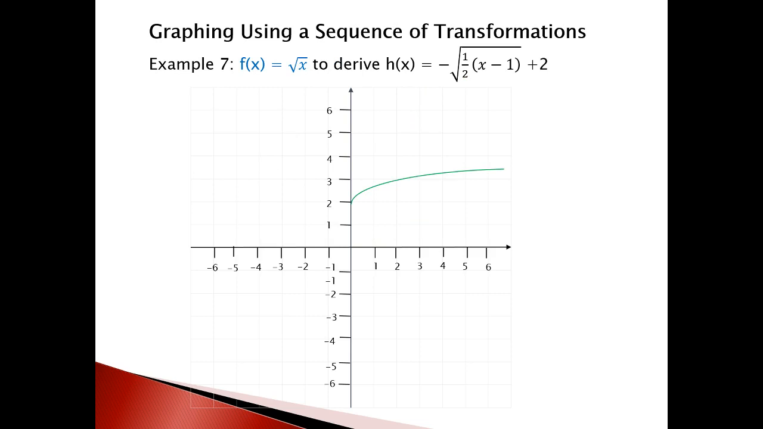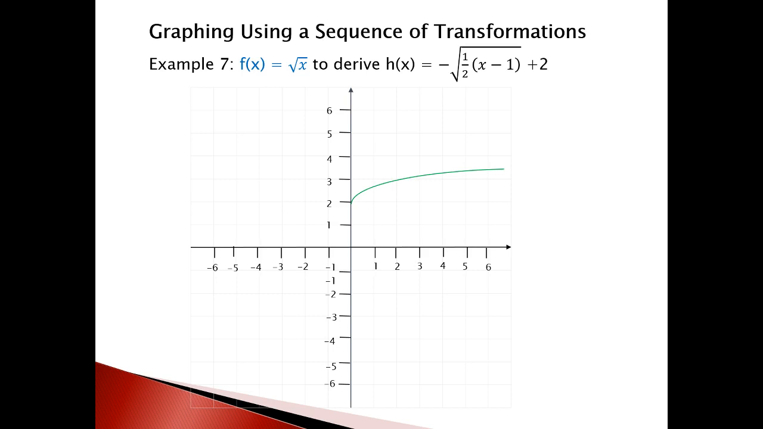Then what we are going to do is graphing using a sequence of transformations. In this example, we are trying to use a simple function, and then using that we are going to derive h of x, which is negative square root of half times x minus 1, plus 2, which is a complex function.